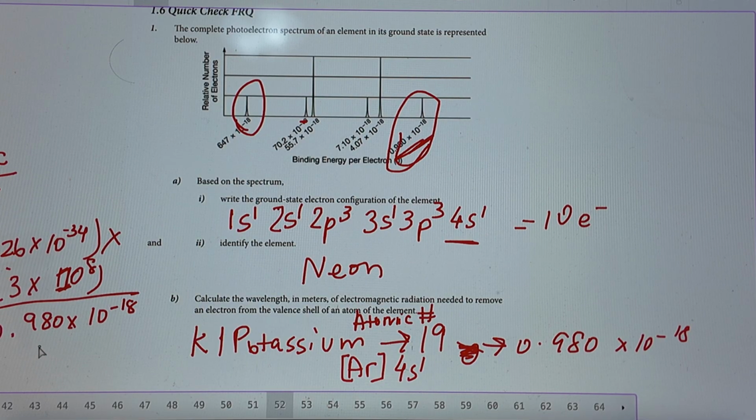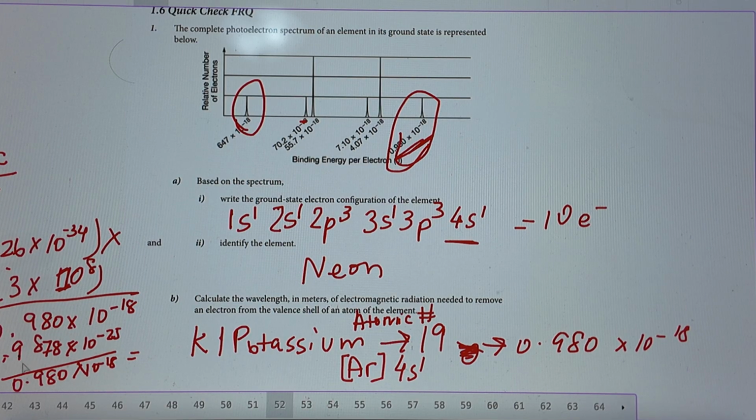If we do that, that's 6.626 times 10 to the negative 34 times 3 times 10 to the 8th, and that's 1.9878 times 10 to the negative 25th, divided by 0.980 times 10 to the negative 18th. And that kind of gives it away. 1.9 is approximately 2. Sorry about that.